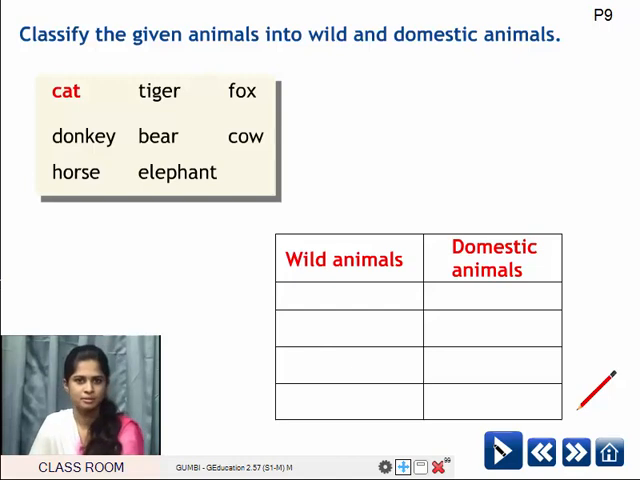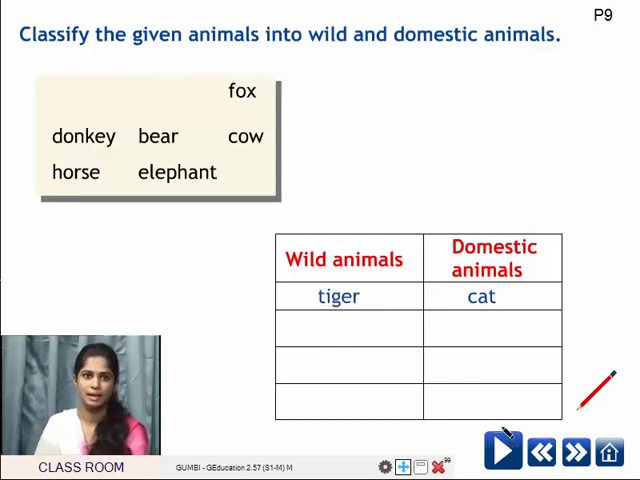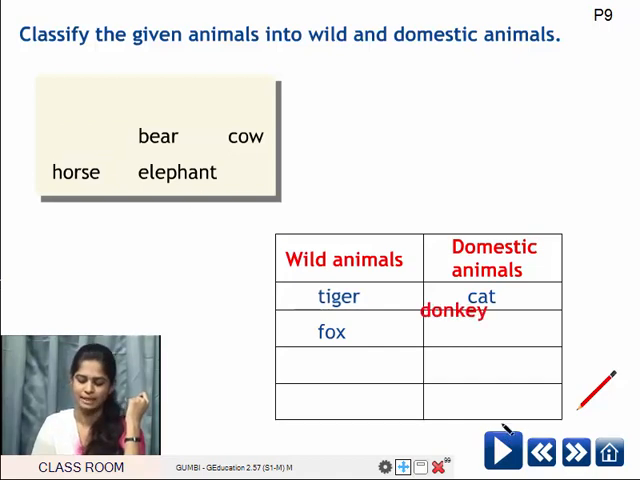Okay. So first, cat. Where do you place it? In the domestic animal column or in the wild animals column? Yes, it is a domestic animal. Cat is a domestic animal. What about tiger? Very good, students. It is wild animal because it lives in jungle, forest. What about fox? Domestic animal? Really? No, students. It is wild animal.